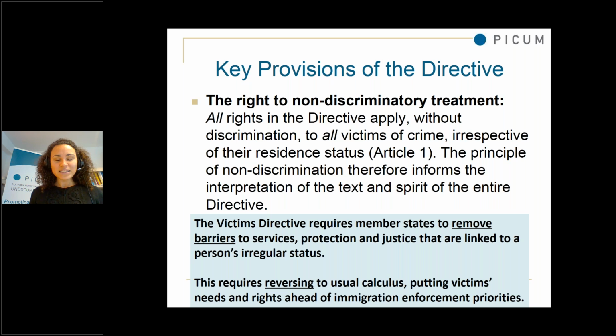This means that those barriers that we spoke about a few moments ago, the Victims Directive requires member states to remove them, to remove barriers to services, protection, and justice that are linked to a person's irregular status. What this means is it requires a reversal of the usual calculus, so that the victim's needs and rights would be put ahead of immigration enforcement priorities.